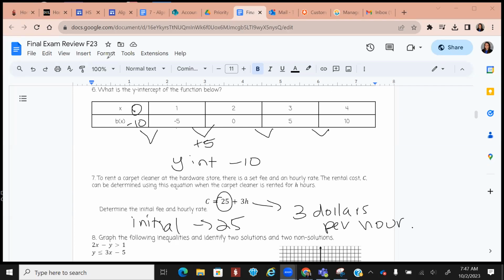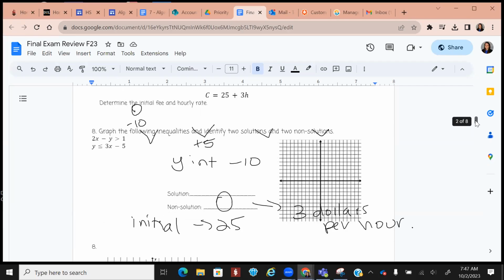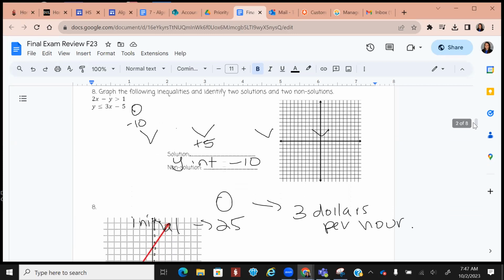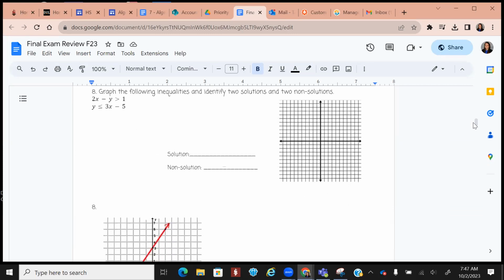Number 8 is that next section, and it's talking about inequalities. Now remember, you're going to have Desmos, so make sure that you utilize that. So we're going to take this, we're going to graph it in Desmos, and then draw a sketch.